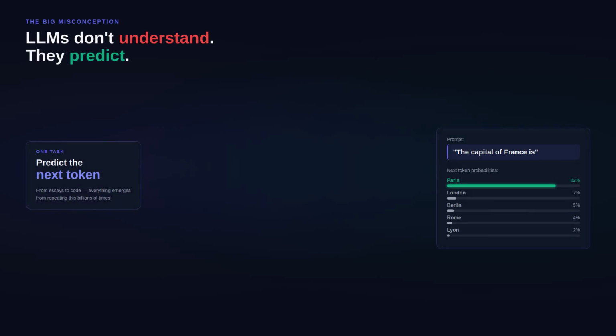LLMs don't understand language the way humans do. They don't possess beliefs, intentions, or knowledge in the traditional sense. At their core, LLMs perform one surprisingly simple task: predict the next token. The model calculates probabilities and chooses the most likely continuation. Everything, from essays to code generation, emerges from repeating this process billions of times.